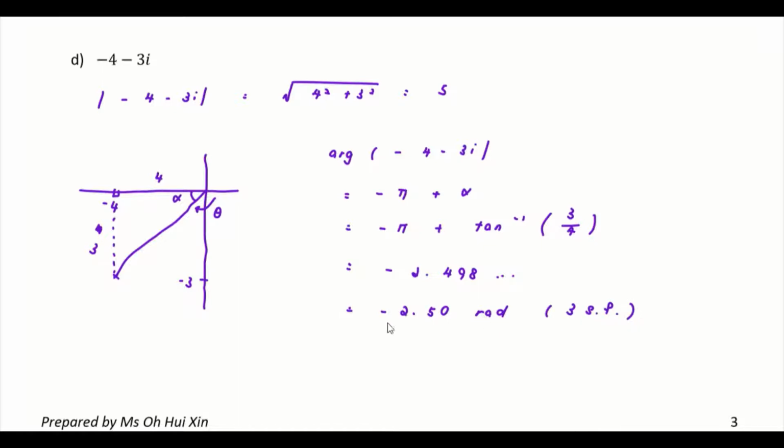Okay, so same thing, when you have this answer, you should check that it is in this quadrant. So it's correct, right? Because it's more than negative pi and less than negative half pi. Okay, so that's the idea.